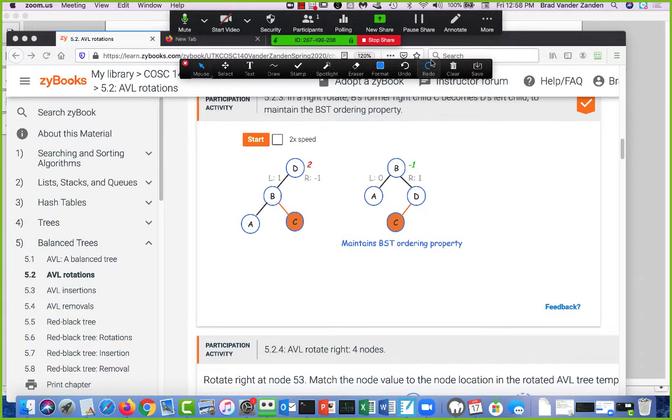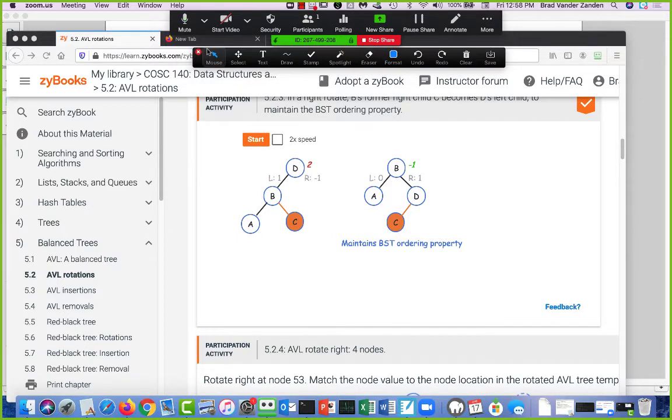Today we're going to be finishing up with talking about balanced trees, in particular AVL trees. You may remember last time we talked about how we can use a rotation to start balancing a tree. And today we're going to finish with rotations by looking at some code for them, and then we're going to show how we can use rotations to perform insertions and removals in AVL trees.